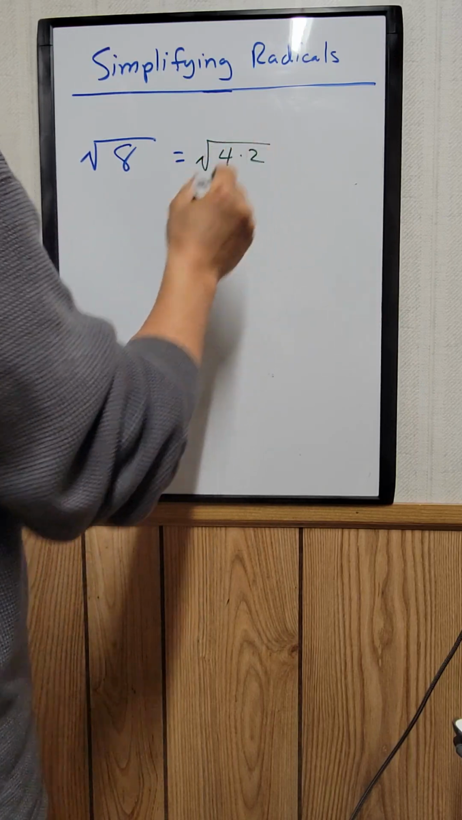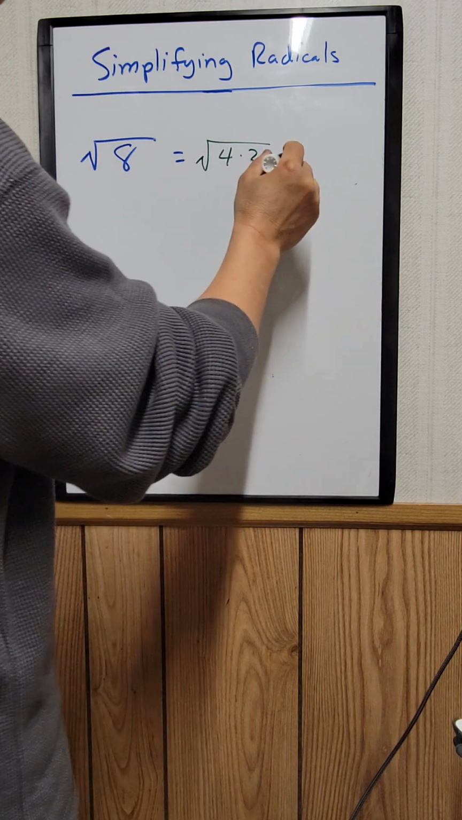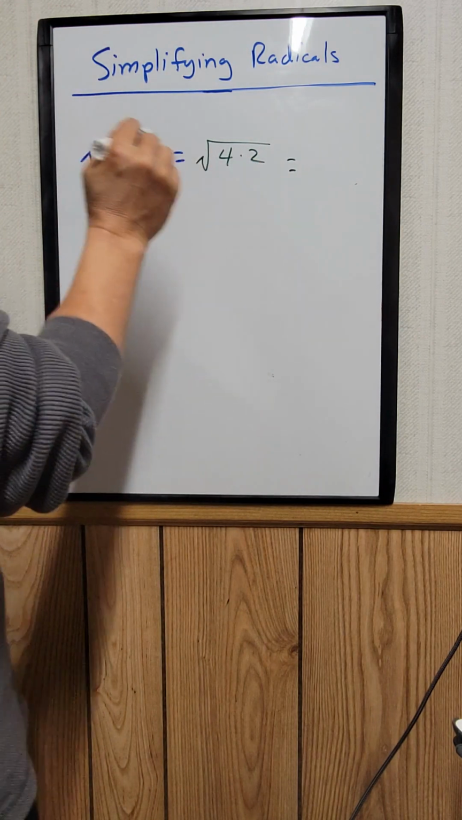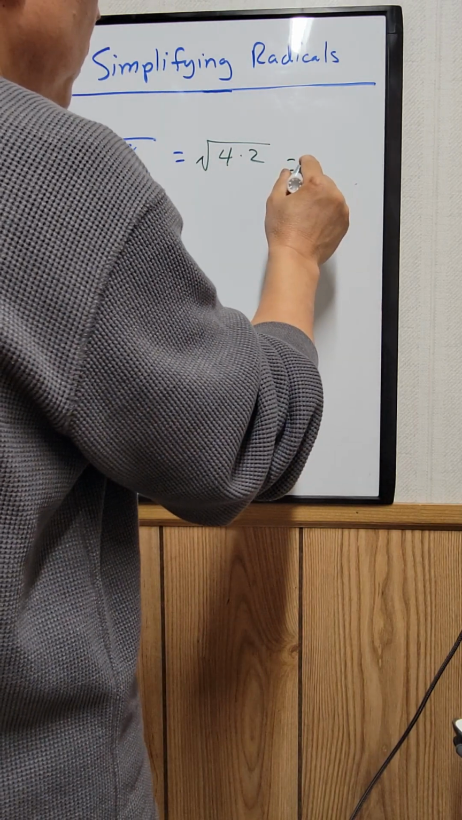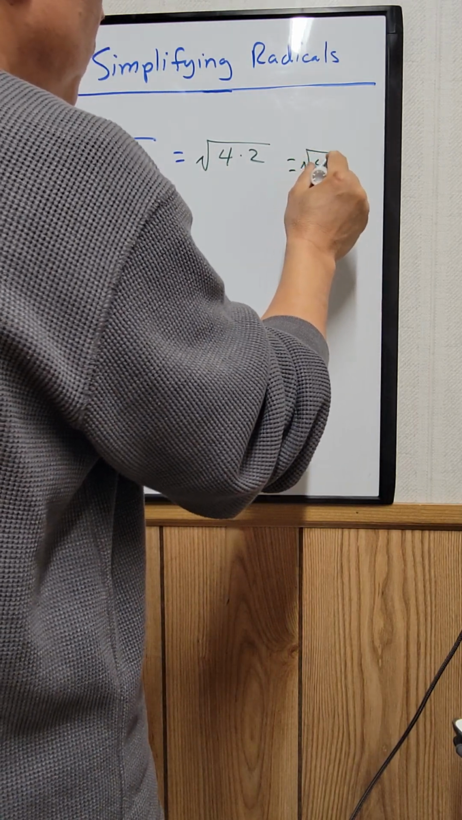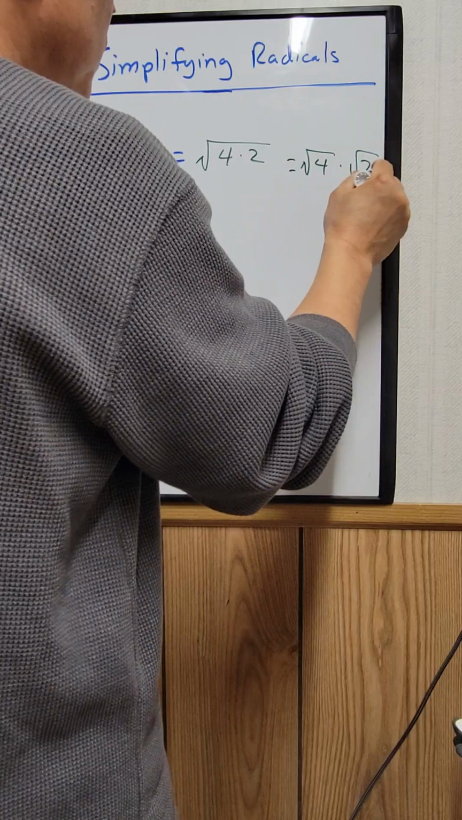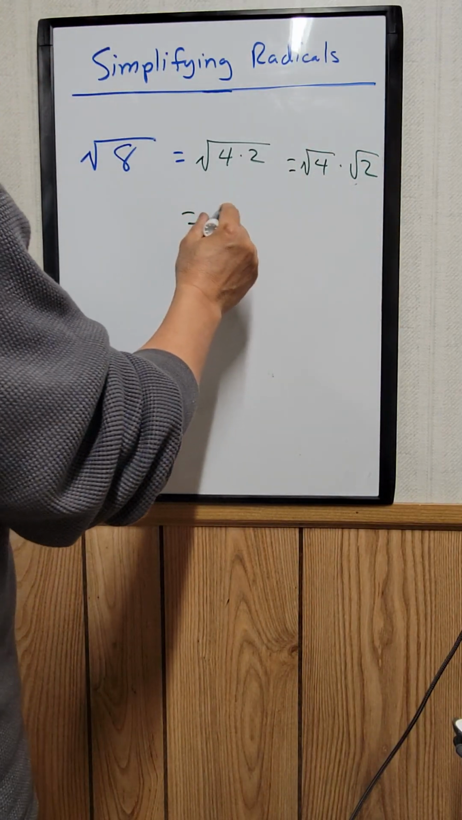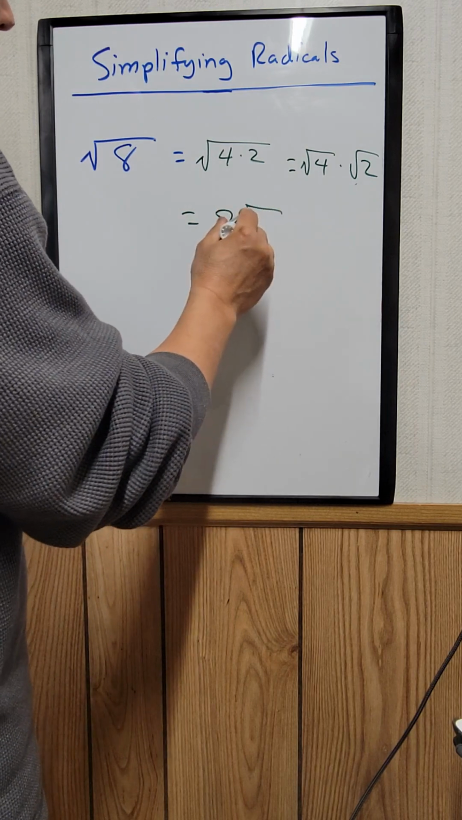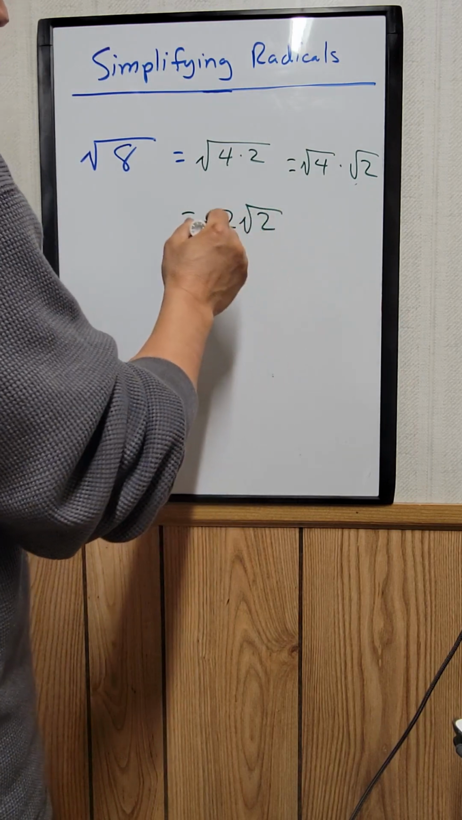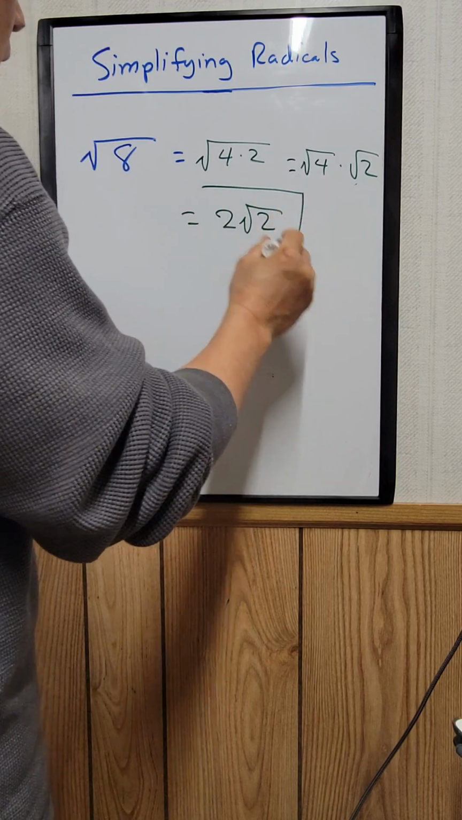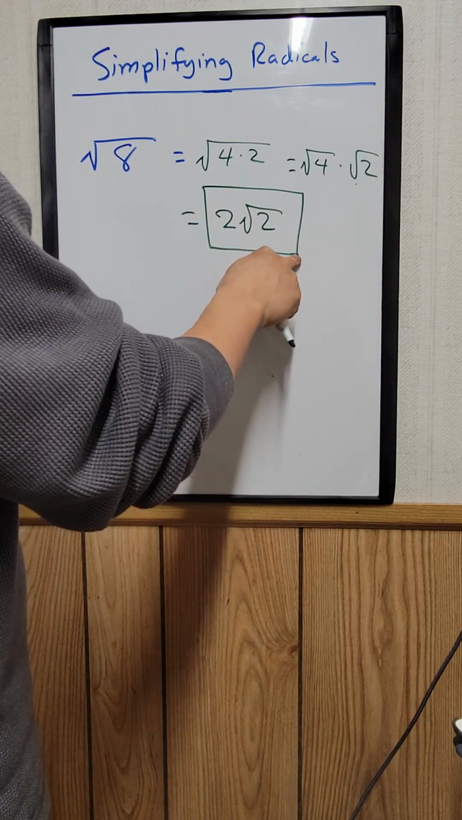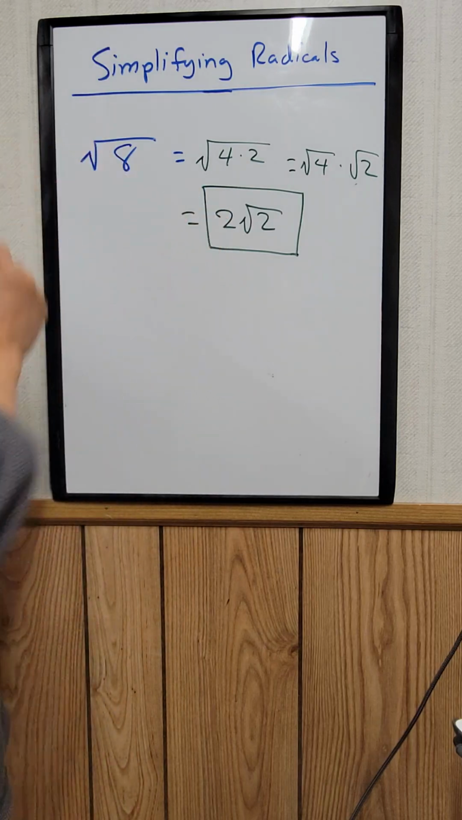the square root of 4 times 2, and now we can use the product property of radicals to rewrite this. This can be rewritten as the square root of 4 times the square root of 2. You know the square root of 4 is a perfect square which equals 2, and then times the square root of 2. That's the answer right here. That's the simplified radical form of the square root of 8.